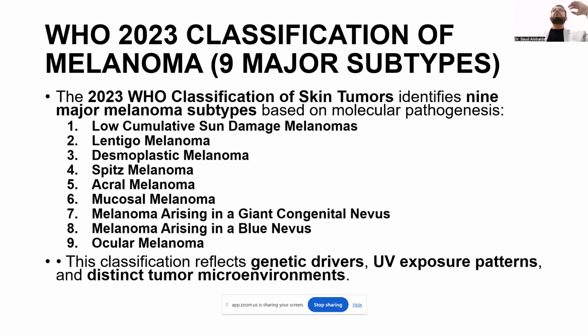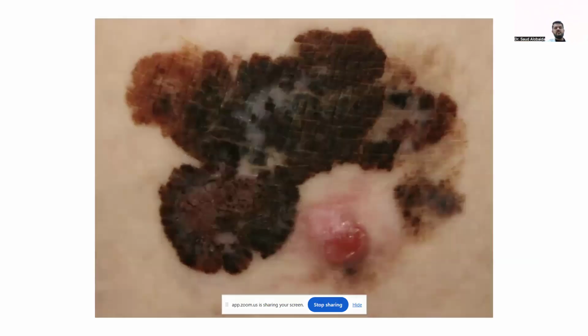WHO in 2023 classified melanoma into 9 major subtypes. There is low cumulative sun damage melanoma, lentigo maligna melanoma, desmoplastic, Spitz, acral, mucosal, melanoma arising in giant congenital nevus, melanoma arising in a blue nevus, and ocular. So it seems there is shifting here and there, but at the end, knowing, because sometimes they're clinically separated, some of them you can only tell by pathology.